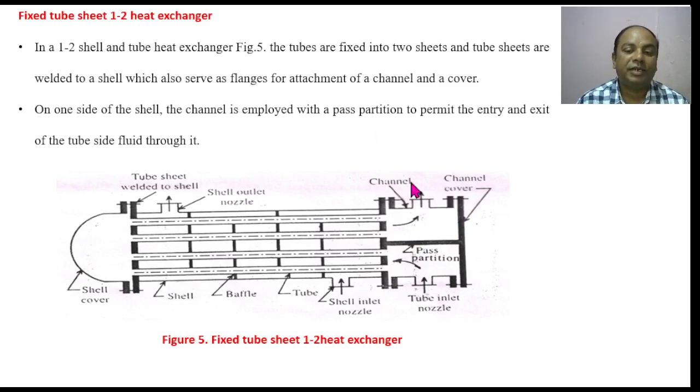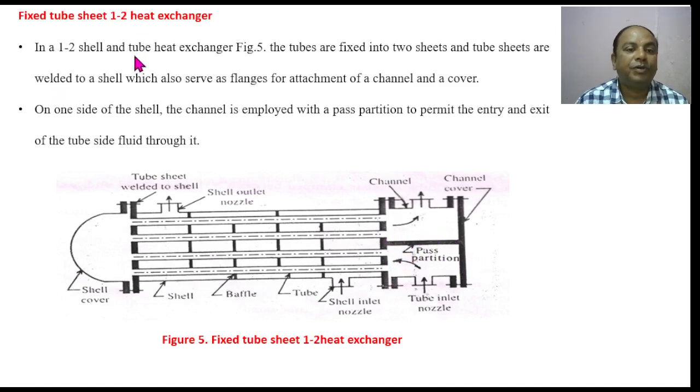As well, we can see that this channel has a pass partition, and here only one pass partition is there, and therefore we can say that the fluid entering into the channel and passing through the tube side makes two passes from the tube side. It is because one pass partition is provided in the channel.